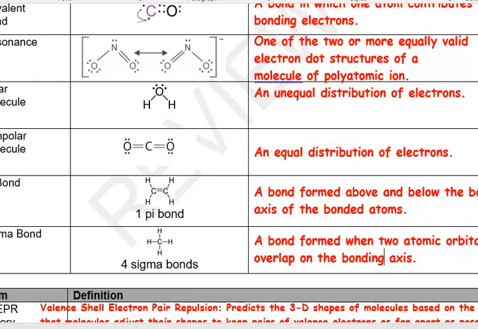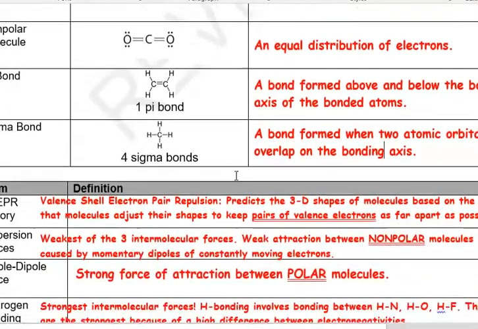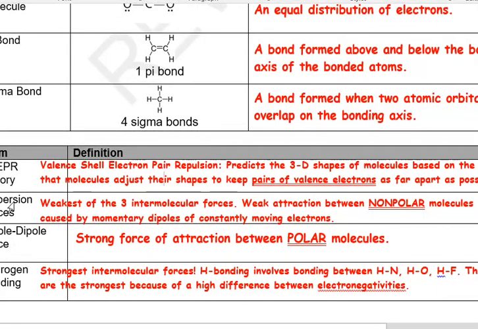Okay? VSEPR is the idea that valence shell electron pair repulsion theory predicts the 3-dimensional shape of molecules based on the fact that molecules adjust their shape to keep pairs of electrons as far apart as possible. Remember, lone pairs need more space. Now we have our 3 intermolecular forces. Dispersion, weakest of the 3 intermolecular forces, weak attraction between nonpolar molecules caused by movement of the electrons.